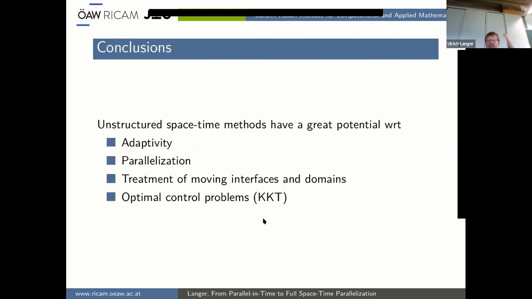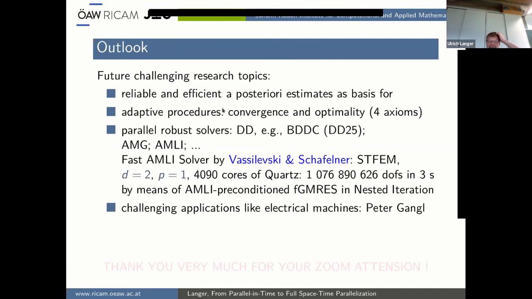Future challenging research topics are reliable and efficient a posteriori error estimates as a basis for adaptive procedures converging in optimality, the so-called four axioms. And we have contributions from the group of Rob Stevenson. Parallel robust solvers: we were working with Wasilewski, and Schawalder was working on AMG solvers. They had a solver that solved a system with 1 billion unknowns in 3 seconds with 4,090 cores. But unfortunately, we could not continue this research work due to Corona.